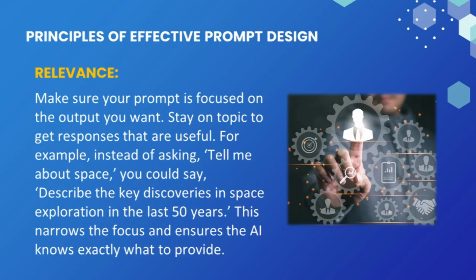Relevance makes sure your prompt is focused on the output you want. Stay on the topic to get responses that are useful. For example, instead of asking, tell me about space, you could say, describe the key discoveries in space exploration in the last 50 years. This narrows the focus and ensures the AI knows exactly what to provide.